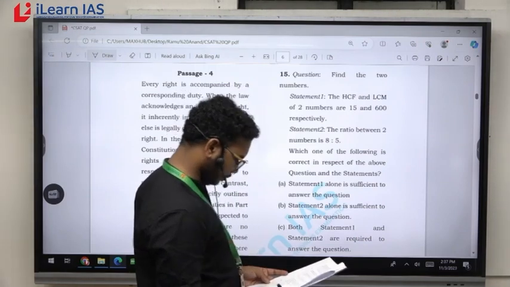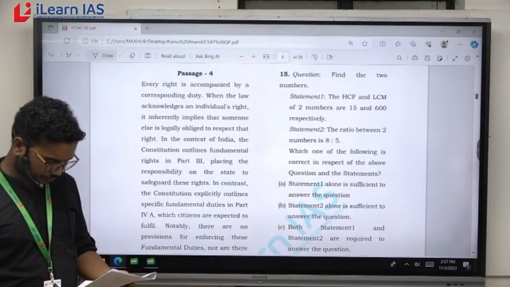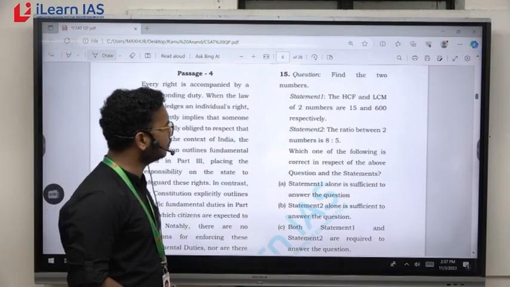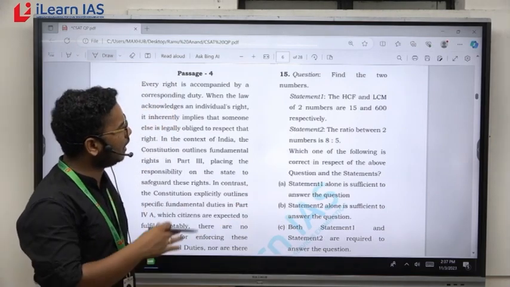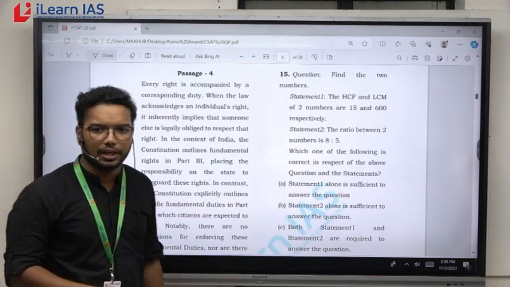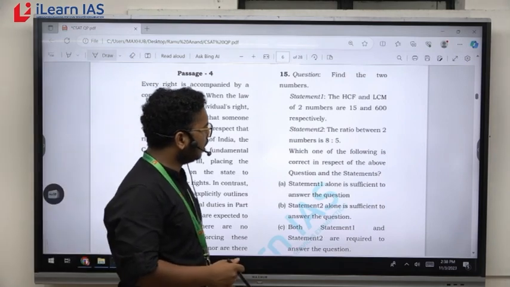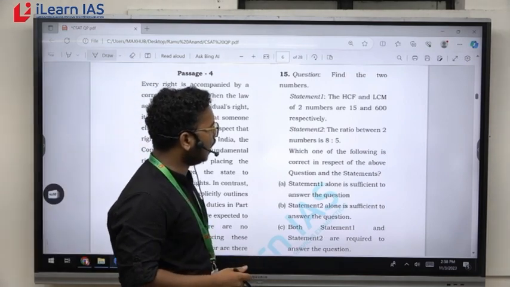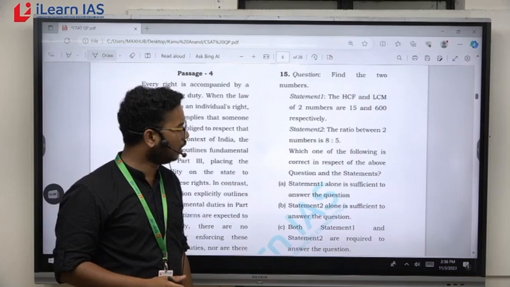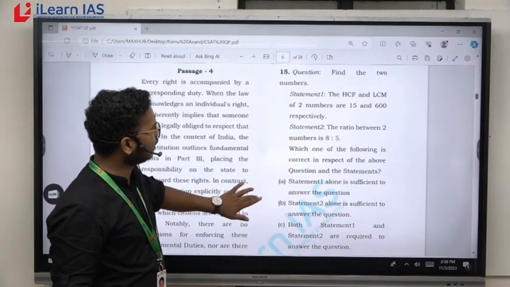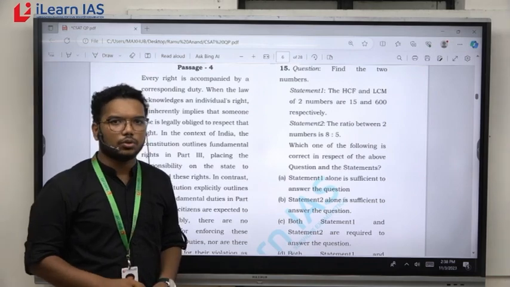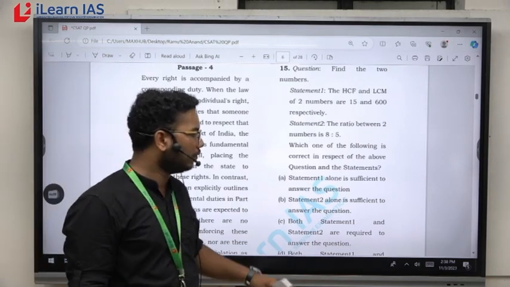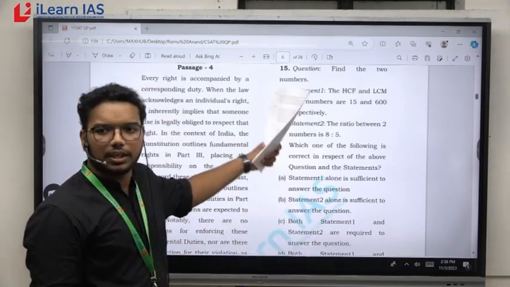See here, the 15th question. The HCF and LCM of two numbers are given as 15 and 600. The ratio between the two numbers is 8:5. This is a type of data sufficiency question plus number system. Last time, 3 to 4 questions were asked from data sufficiency plus number system.